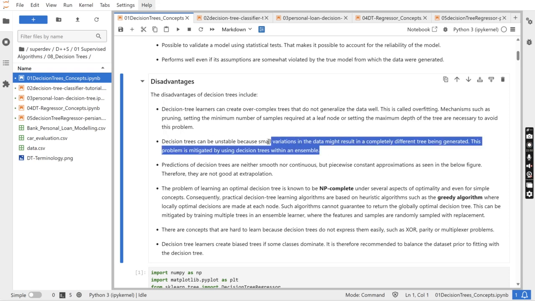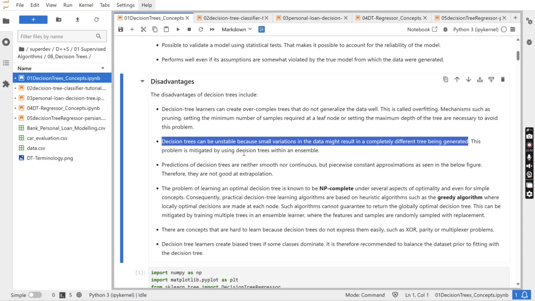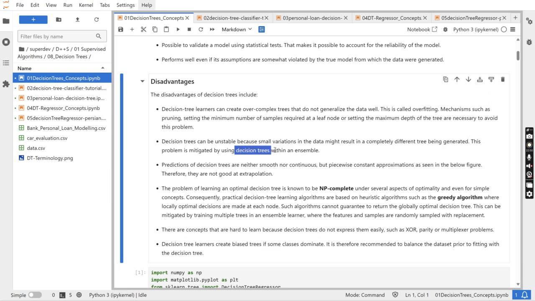Decision trees are unstable: if you shuffle the data, you will get a different tree structure. That is one. And if there is a small variation in the data, even that small variation would cause the tree structure to change and a completely different tree will be generated. That is the big problem of decision trees. How do we solve it? We combine multiple decision trees, and this process is called ensembling.